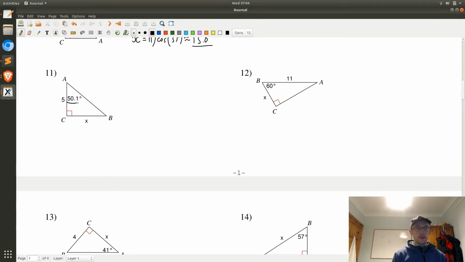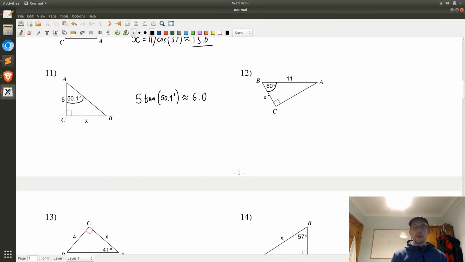Next, adjacent, opposite, TOA, tan of 50.1 equals x over 5. So 5 tan 50.1 equals x. Type it in. Answer 6.0 to the nearest tenth. Looks about right.